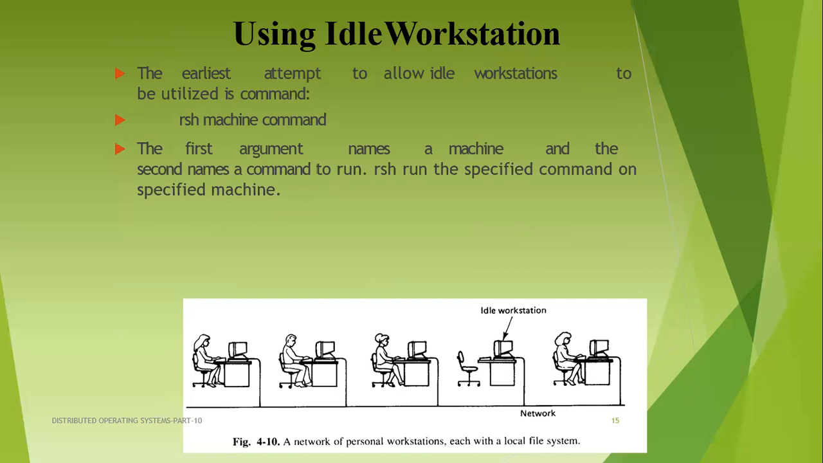The earliest attempt to allow idle workstations to be utilized is the rsh machine command command. The first argument names a machine and the second names a command to run. rsh runs the specified command on the specified machine.